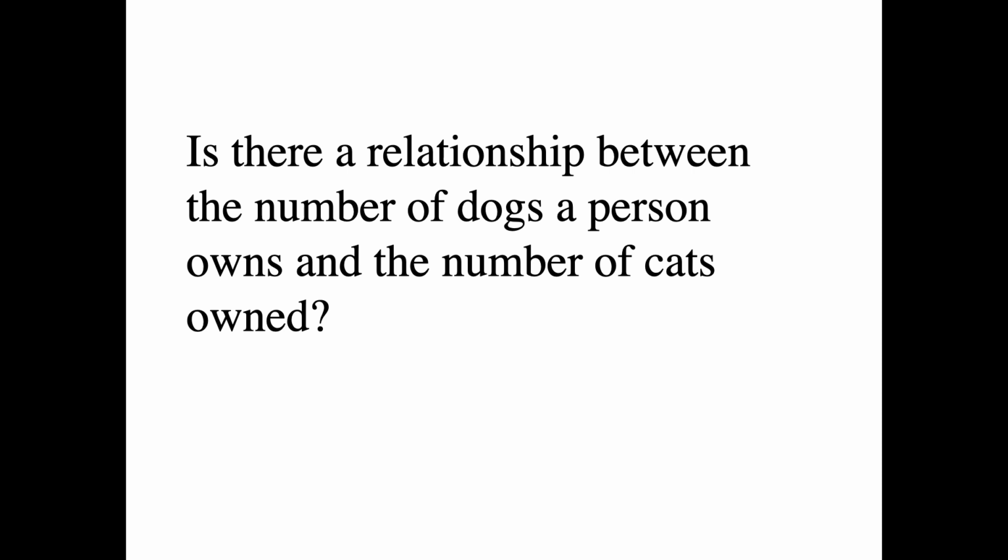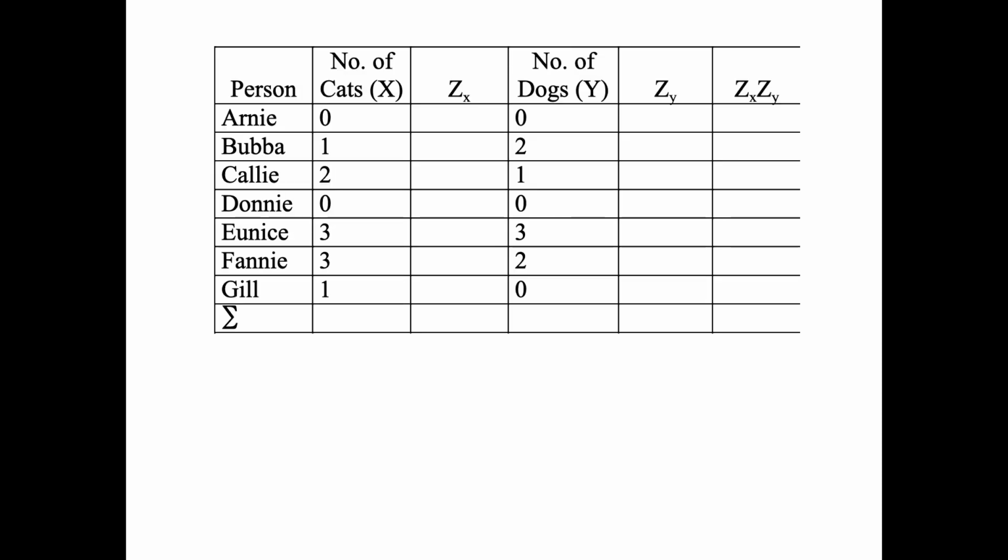Is there a relationship between the number of dogs a person owns and the number of cats that they own? And we're going to do this with a very small sample. So here's our sample: Arnie, Bubba, Callie, Donnie, Eunice, Fanny, and Gil. So we have 7 people here. And we have the number of cats that they own and the number of dogs that they own. And again, we want to know, is there a correlation between these two things? Is there a relationship? And if so, is it positive or negative? Okay? So I've got the table set up.